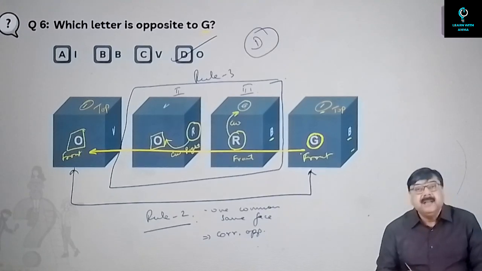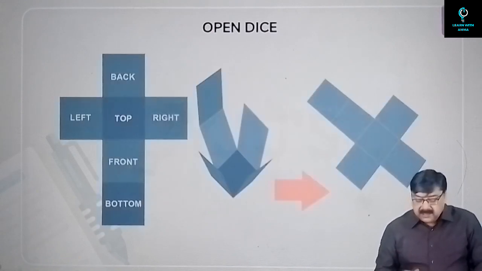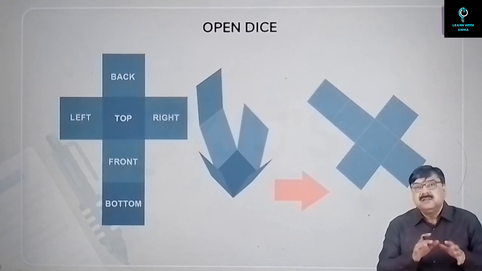Open dice. Now, how does an open dice look like? Well, just imagine that a dice is a kind of a box or a parcel.